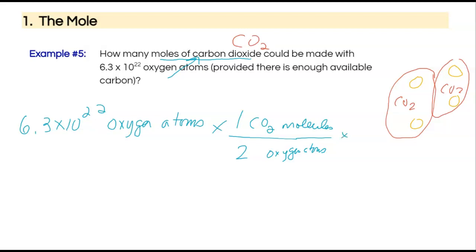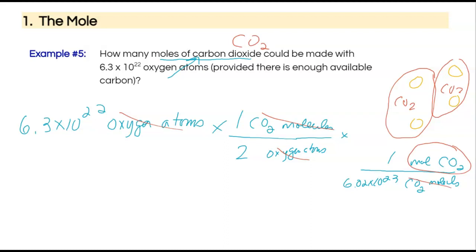Okay, but again, I don't want molecules of CO2. I want moles of CO2. So I need to keep going. Let me just fit this in down here. Well, I want to get rid of CO2 molecules, so I'm going to put those in my denominator, and I want moles of CO2. That's a relationship I'm familiar with, right? Because 1 mole of a certain type of piece is equal to 6.02 times 10 to the power of 23 pieces of that substance. And so I no longer have units of CO2 molecules, and I would have units of moles.